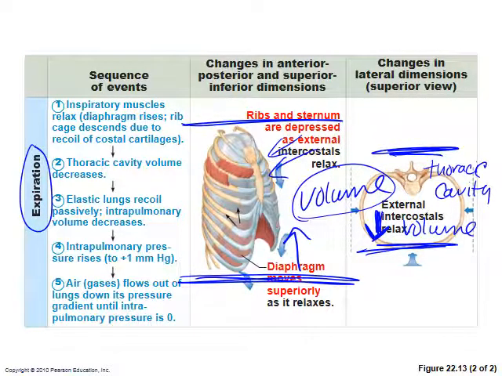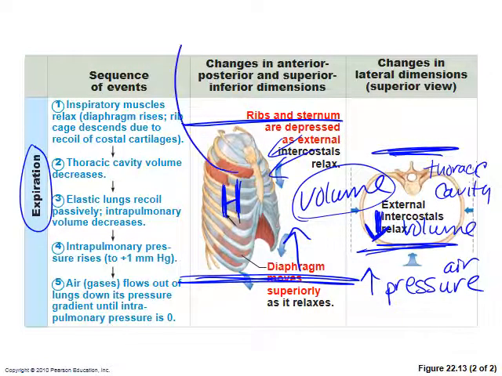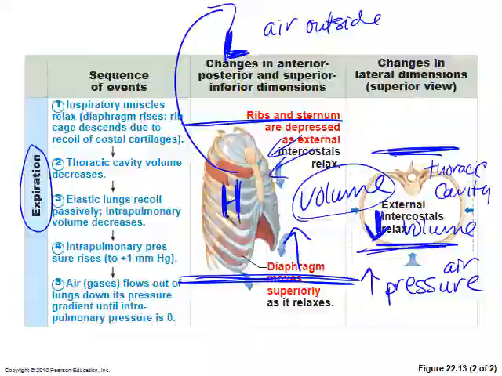With decreased volume, I'm going to have increased air pressure. So right now, inside the lungs, the air pressure is high. So why does air move out? Because the pressure is lower outside compared to the air inside the lungs. So you should be able to write that in a summary. This could be one of your discussion questions on the test.